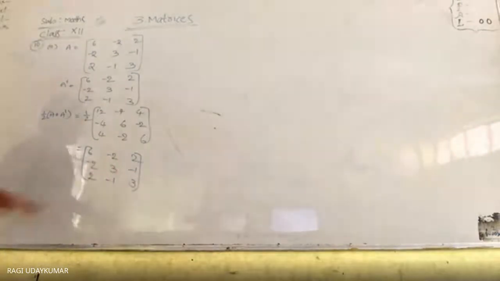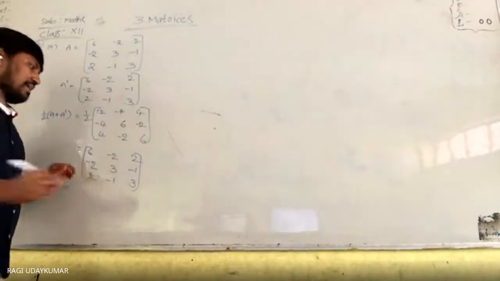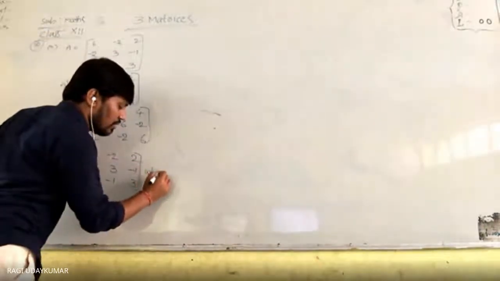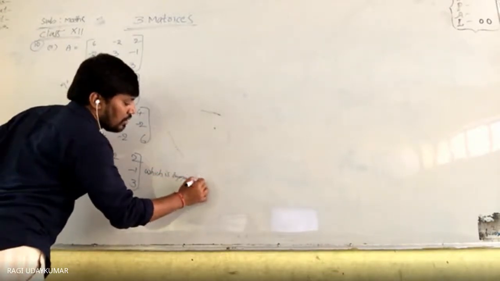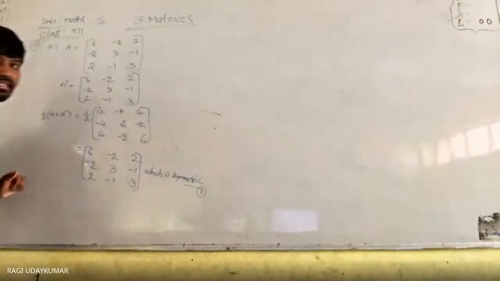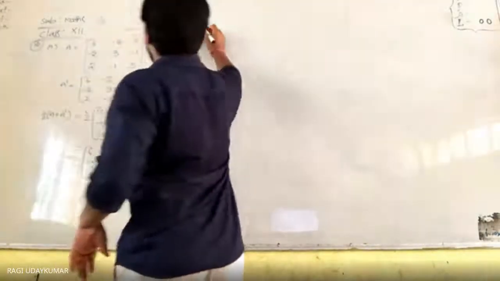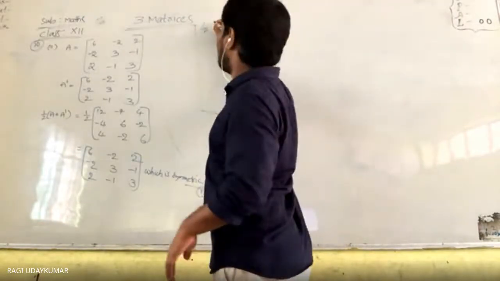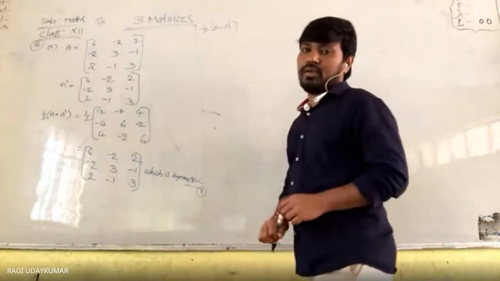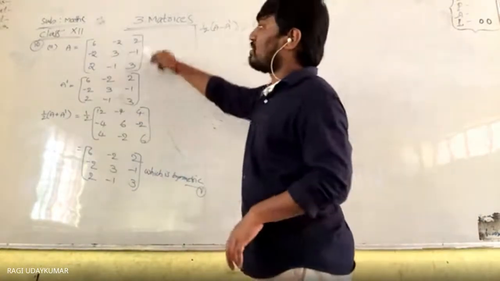Now you see that this is a symmetric matrix. So you consider it as one symmetric matrix. And if you want the skew symmetric matrix, what to do? 1/2 should be multiplied by A minus A transpose. Take 1/2 of A minus A transpose, subtract the two.